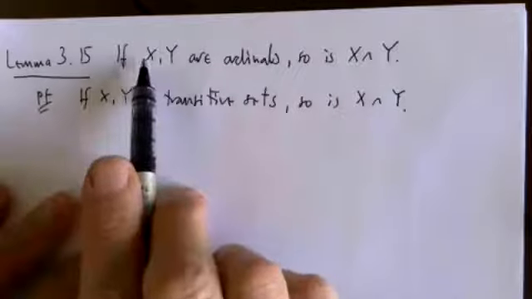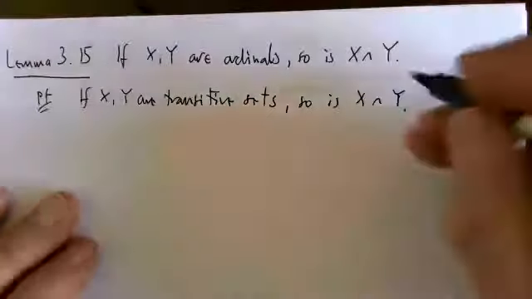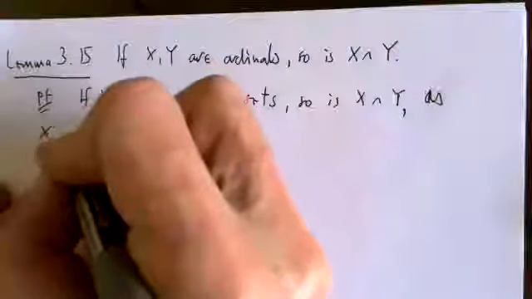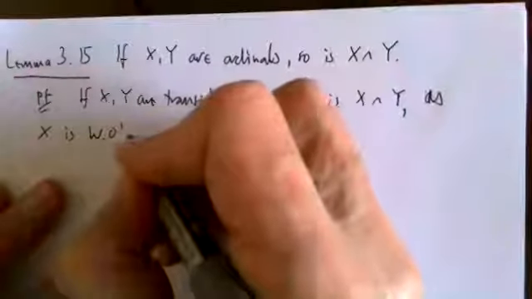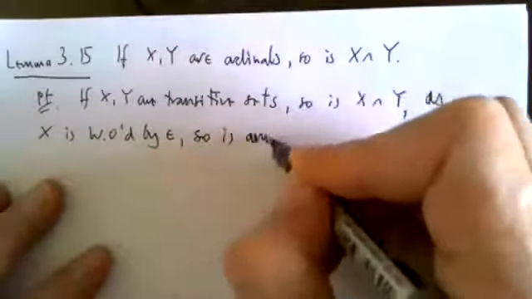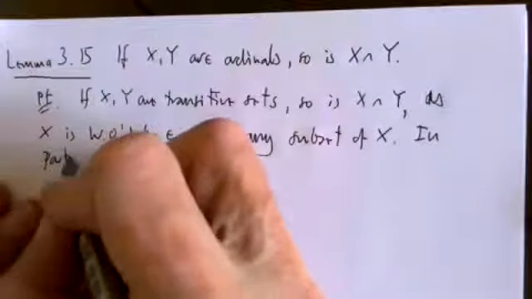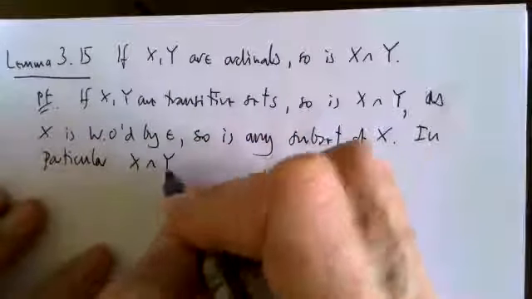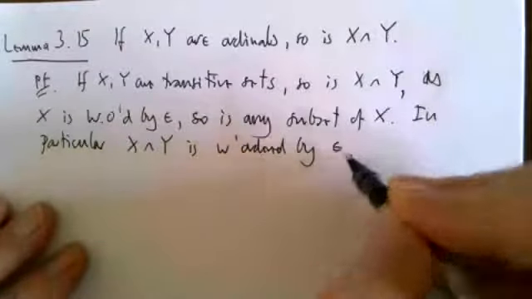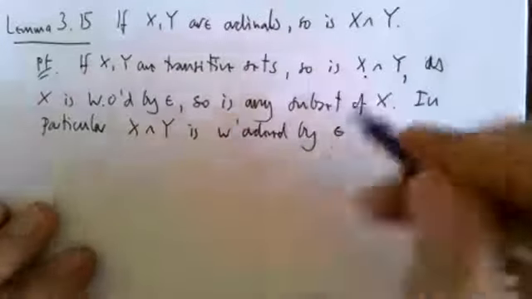But if epsilon well orders X, it well orders any subset of X. There's a question in the chat. I'll just finish this phrase. So as X is well ordered by epsilon, so is any subset of X. So in particular, X intersect Y is well ordered by epsilon. So that's the second condition for this to be an ordinal. It's transitive and well ordered by epsilon.